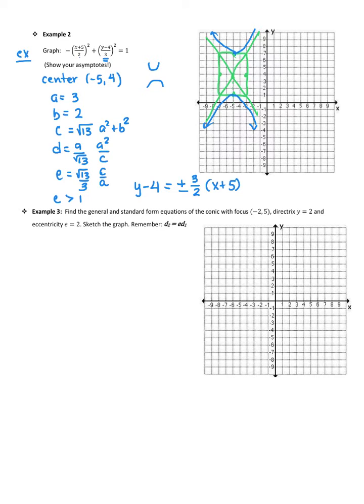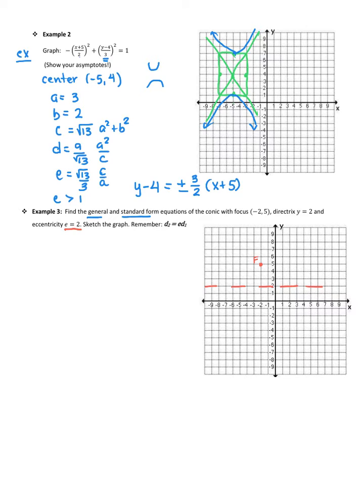Okay, now this next example is kind of interesting, because just like with the ellipse, you are going to have to do a little bit of your distance formula. So we're going to start off with, find the general and standard form, so this one's both, of the conic with focus at -2, 5. Now that's our focus, that's not a vertex. And the directrix is at y equals 2. So here's my directrix. And my eccentricity is e equals 2.